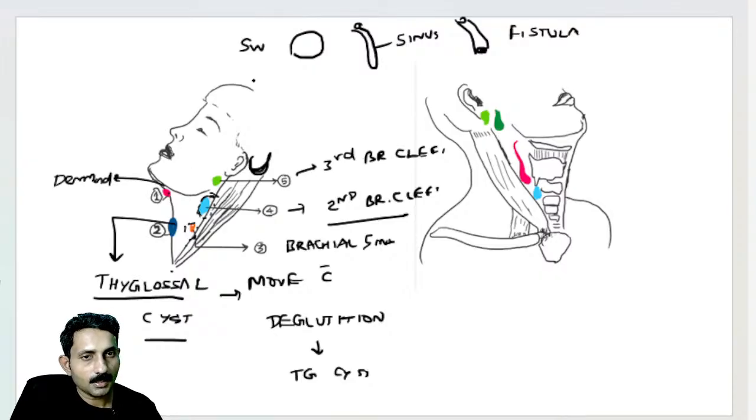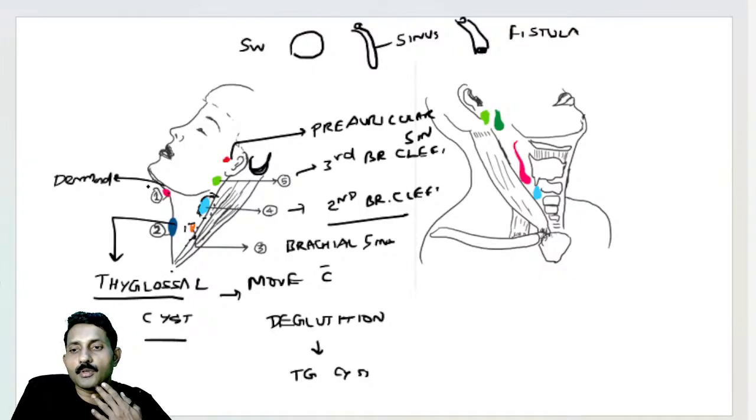And sometimes the question can be: we got a small sinus in front of the ear. What can we call it? We call it preauricular sinus. This is called preauricular sinus.